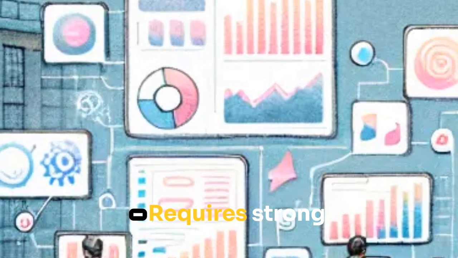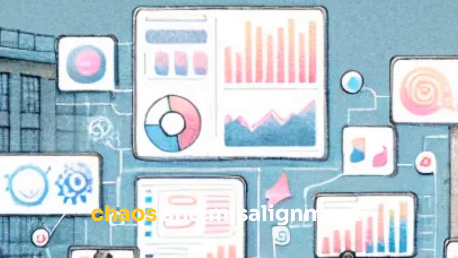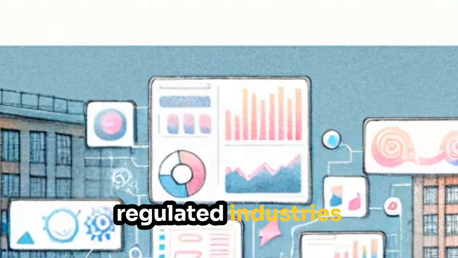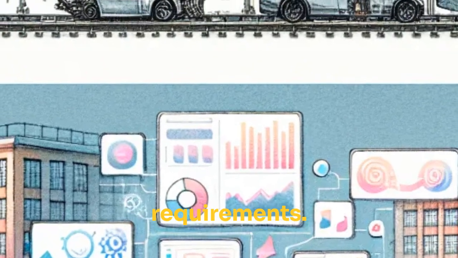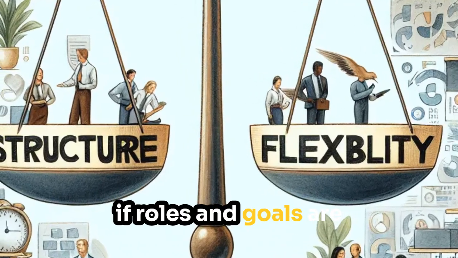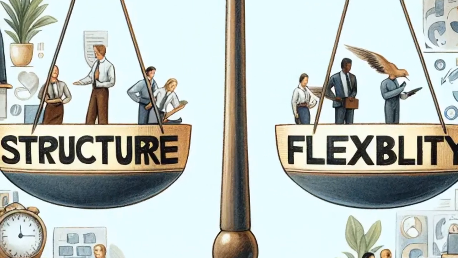Challenges of agile organizational design. Requires strong leadership to prevent chaos and misalignment. Not suitable for highly regulated industries with strict compliance requirements. Teams may struggle with accountability if roles and goals are not clearly defined.